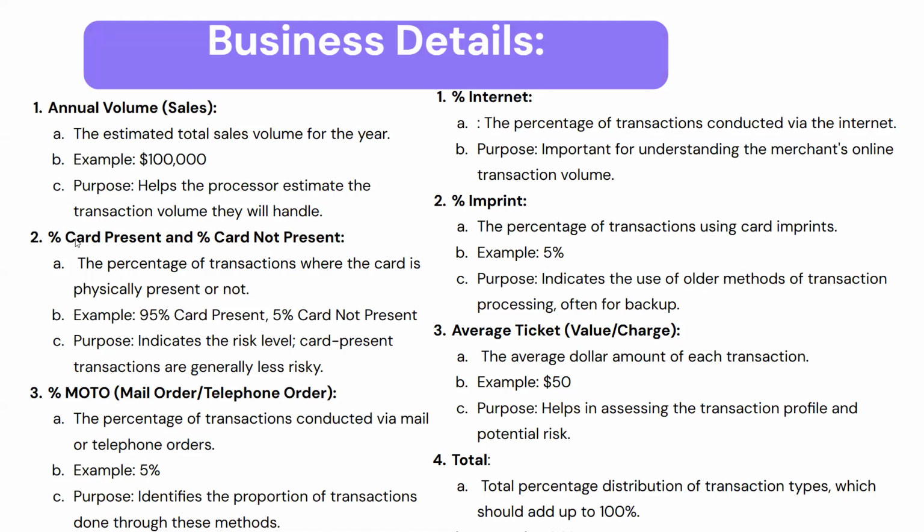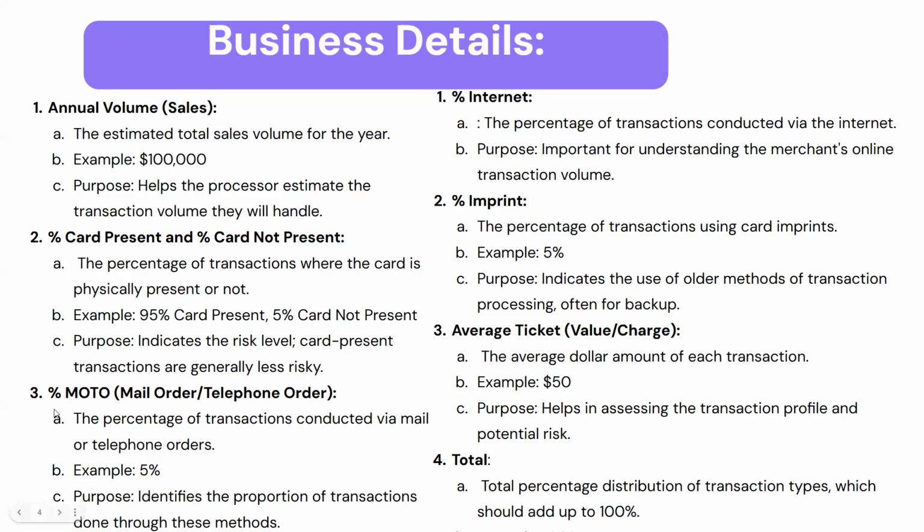Next is the percent of card present and the percent of card not present. This is the percentage of transactions where the card is physically present or not. The purpose why we ask this is because this indicates the risk level. Card present transactions are generally less risky.